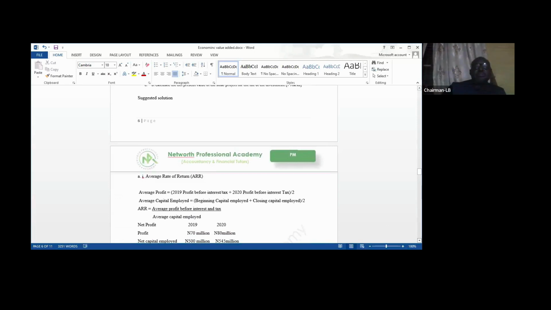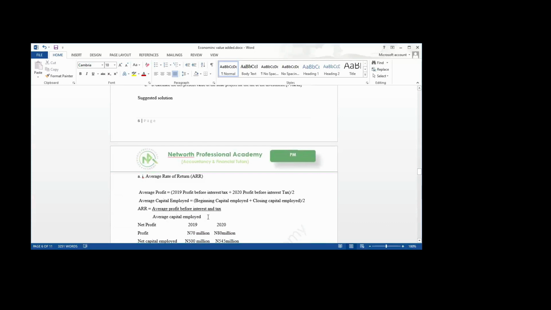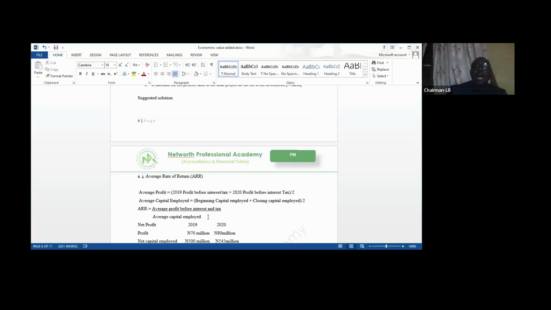Look at the formula. The formula is average profits before interest and tax over average capital employed. Please look at that. I will take it to that platform for computation.